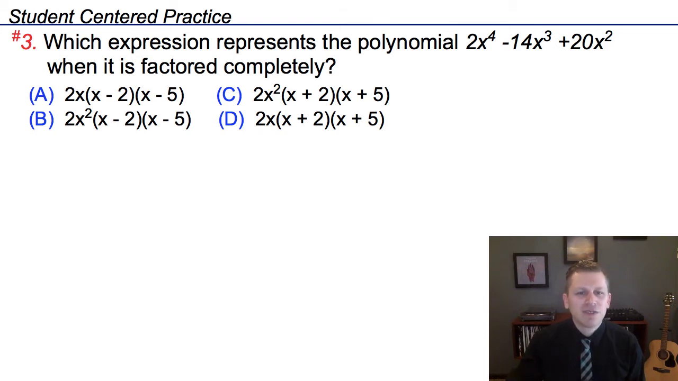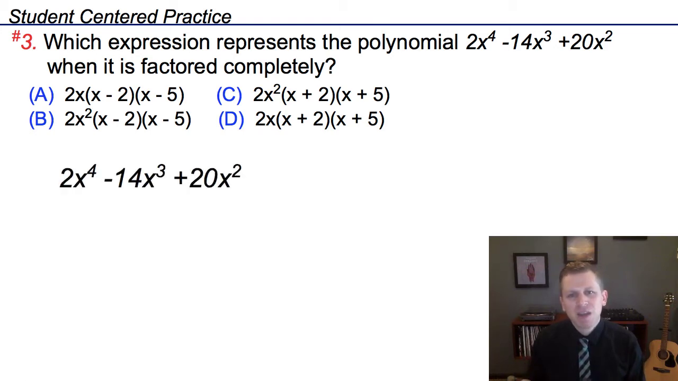First thing I want to do is rewrite this expression. When I look at it, I always check to see if I could do GCF factoring. This one absolutely can do GCF factoring. I see that all of these terms are even, and I also see that they all have a variable. So let's first look at the GCF of the numbers. What is the greatest common factor of 2, 14, and 20? In that case, it has to be 2.